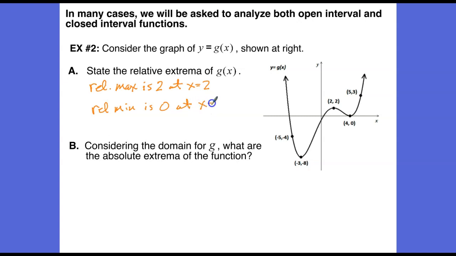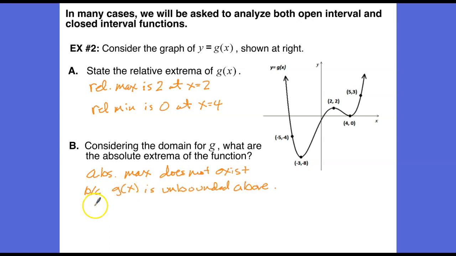at x equals 4. In part B, considering the domain for g, what are the absolute extrema of the function? Well, this is going to be a quartic function, and so you can see that the end behavior is that the function tends to positive infinity as x goes to infinity, and positive infinity as x goes to negative infinity. And so when it comes to absolute extrema, we can say first of all that the absolute max does not exist, and the reason is because g of x is unbounded above.